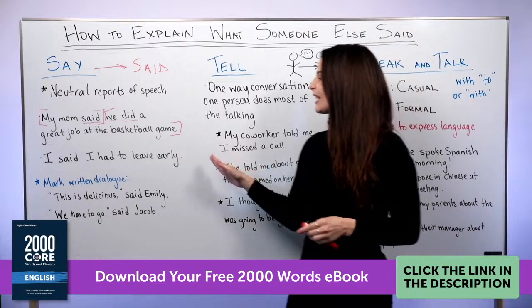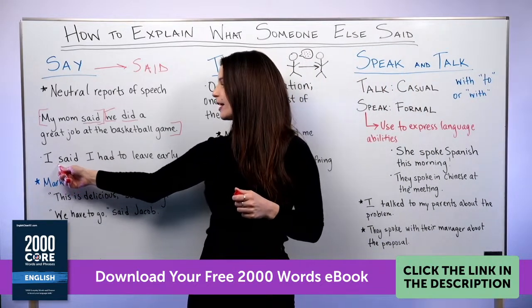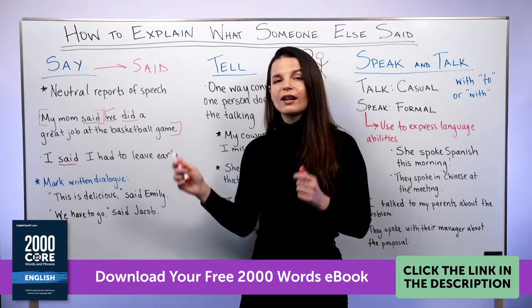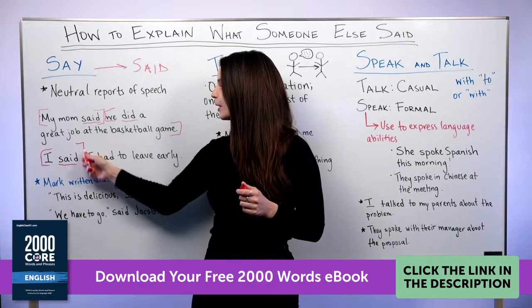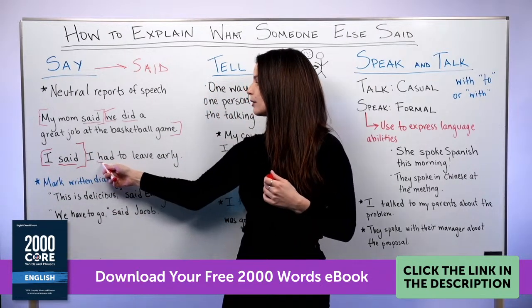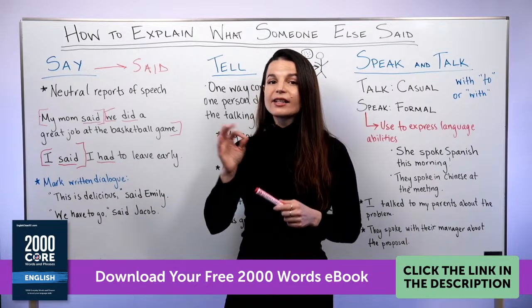Okay, let's look at the next one. Here we have, I said, here's our said: I said I had to leave early. I said I had to leave early. So here is the report part. Who said it, right? Who is reporting? I said, right? Then, what did I report? What did I say? I had to leave early. I said I had to leave early.